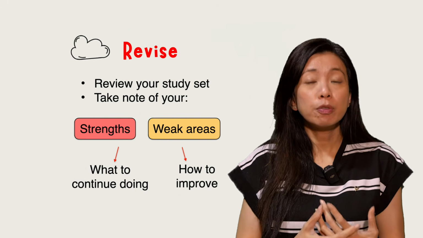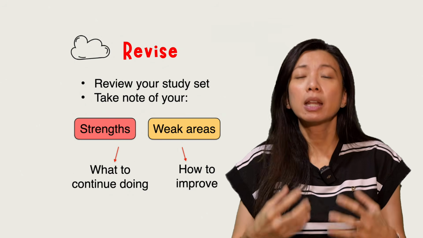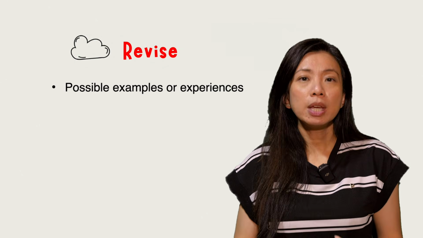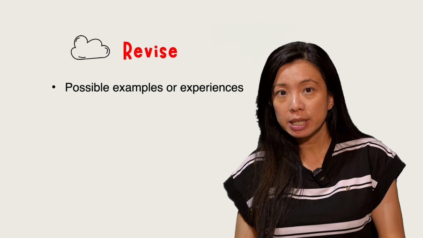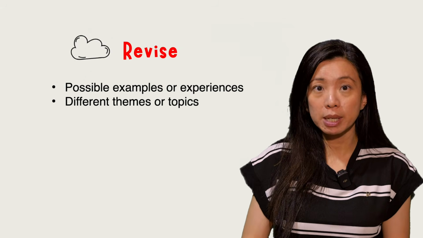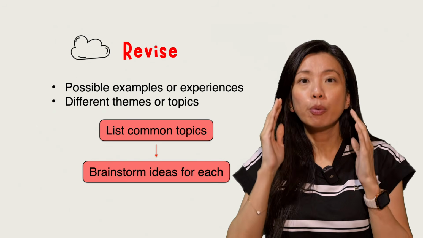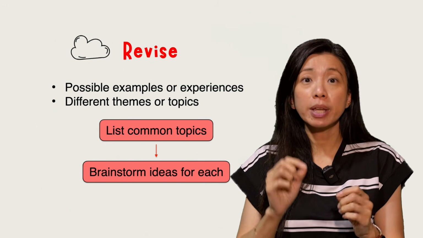You can also look through vocabulary and phrases that can be used in your writing. The next thing you can do when revising is to think of examples or experiences for different themes or topics. You can start by listing out common topics, and then you brainstorm for ideas and points for each one.